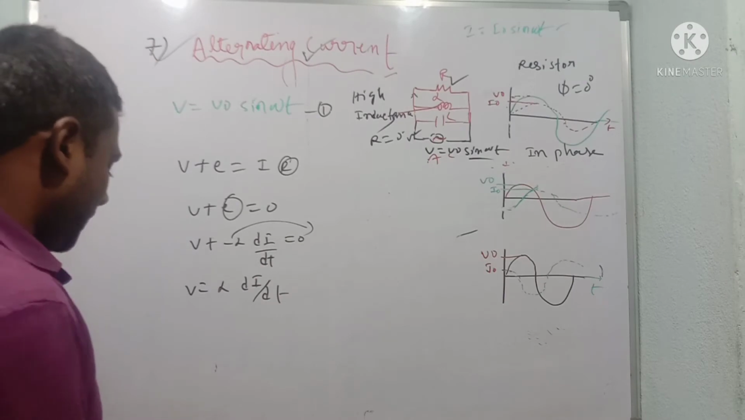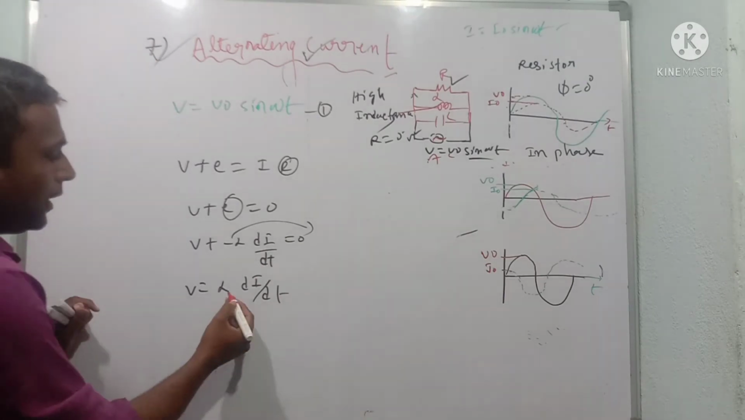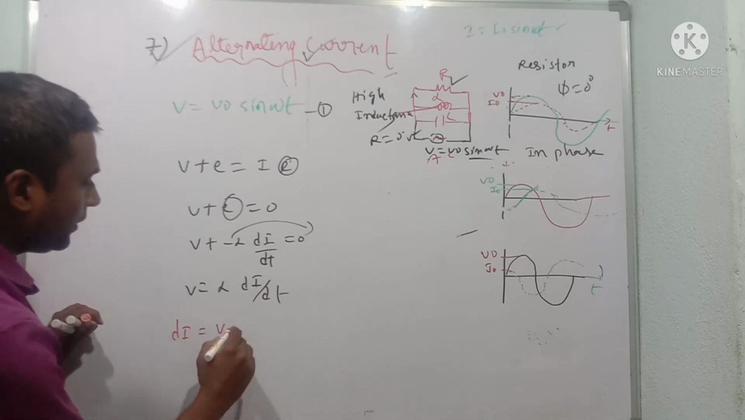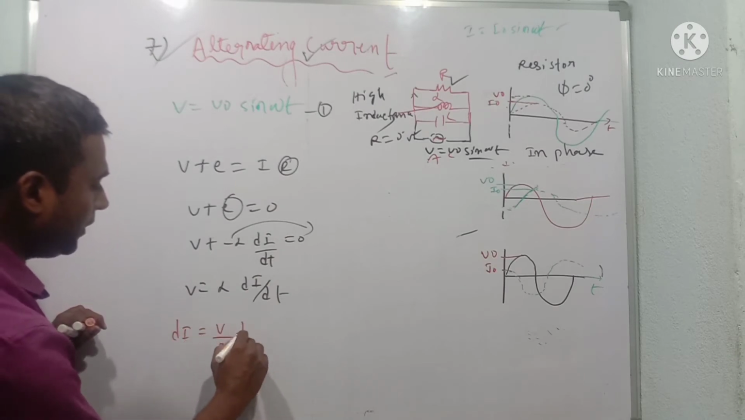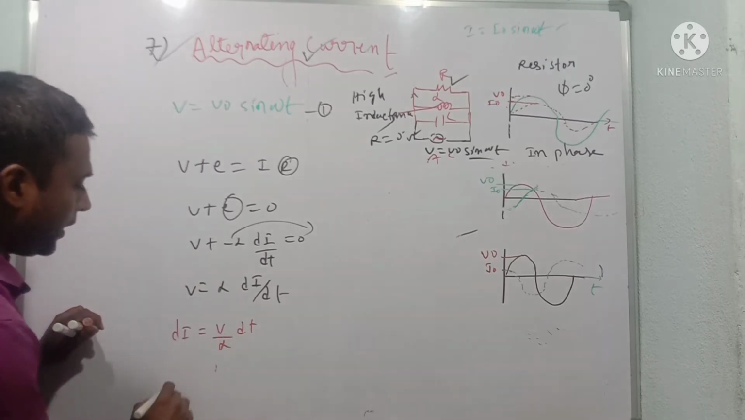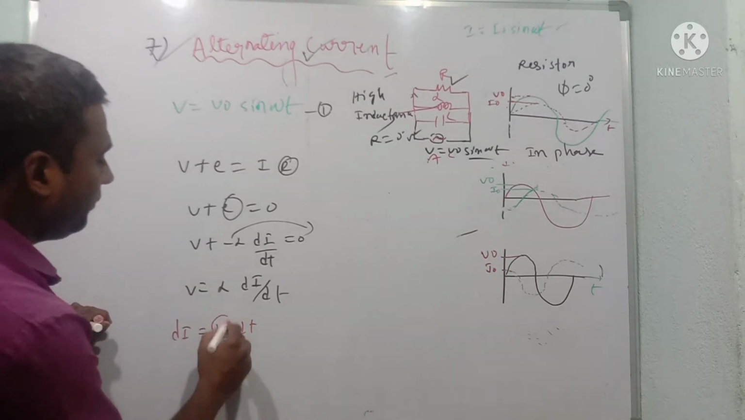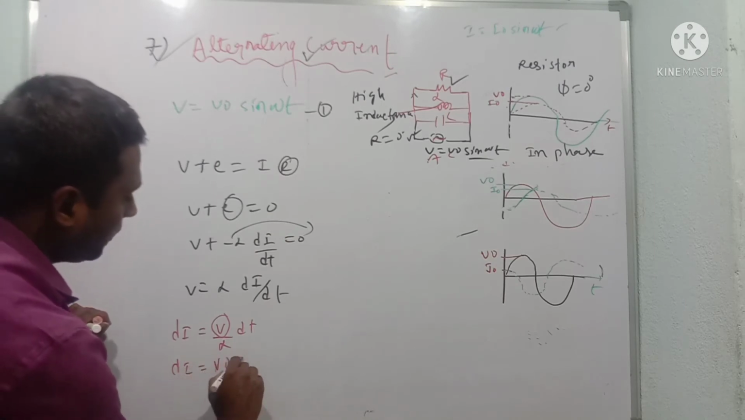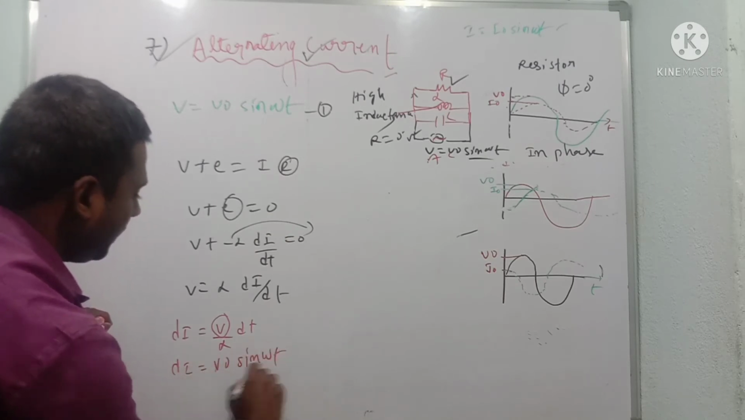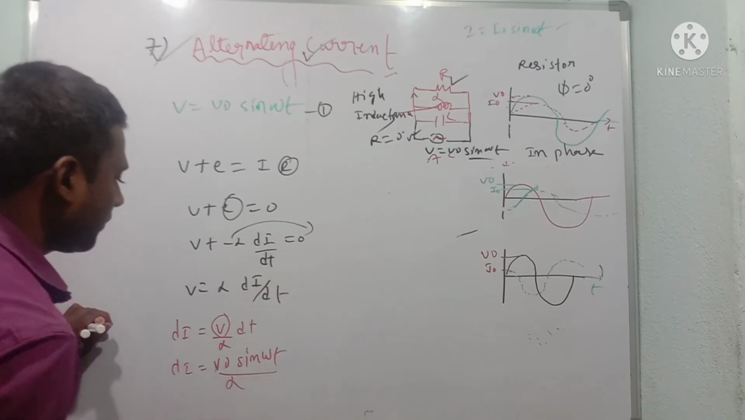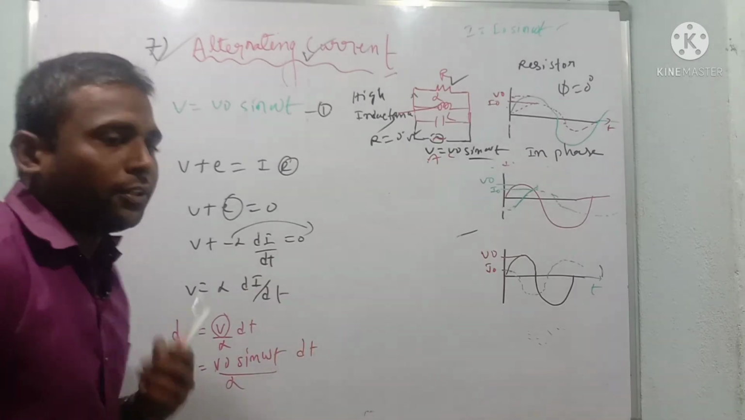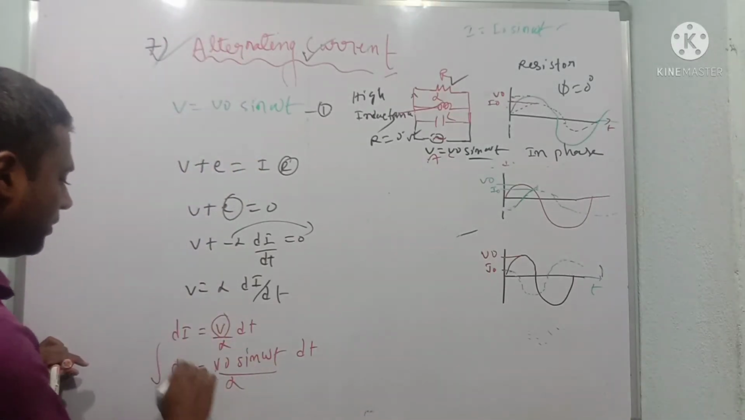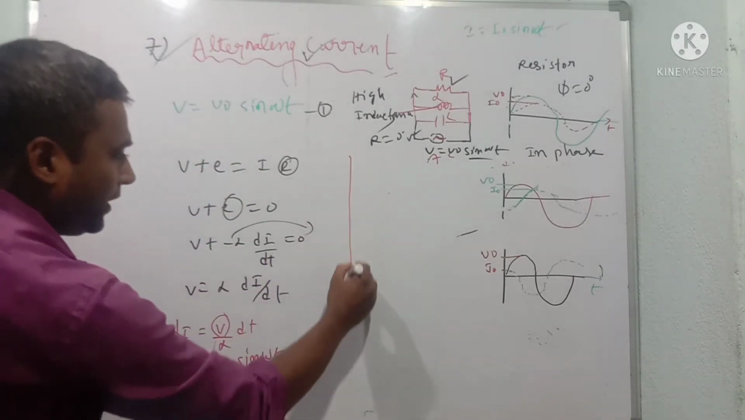Now what is going to happen? Dear students, I want to find the current. So di is equal to V by L into dt. Now here, what I am going to do is substitute the value of V. So it becomes di is equal to V naught sin omega t divided by L, dt. Now let us go for integral calculus. Integrate. So we'll get the integration. What do we get? Very simple.